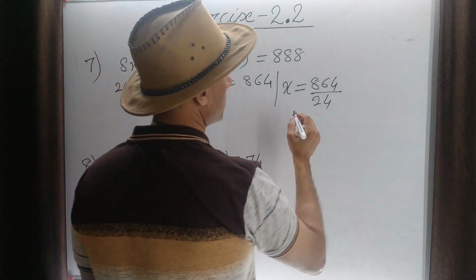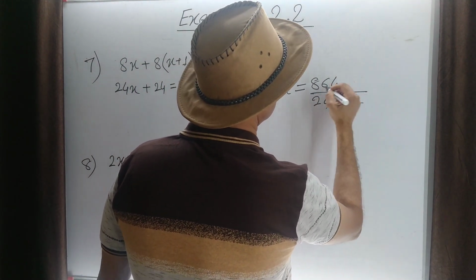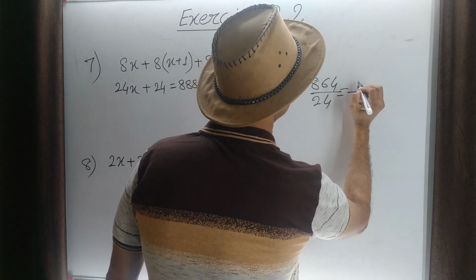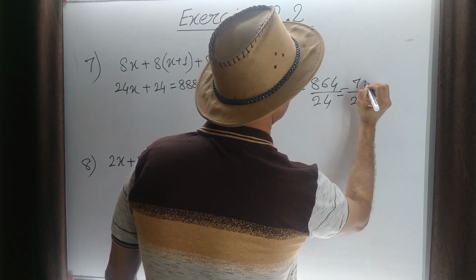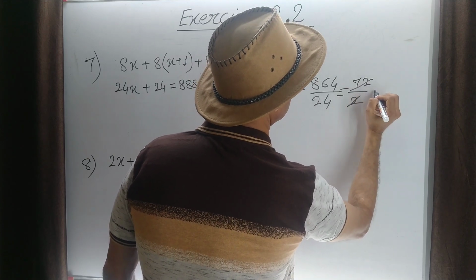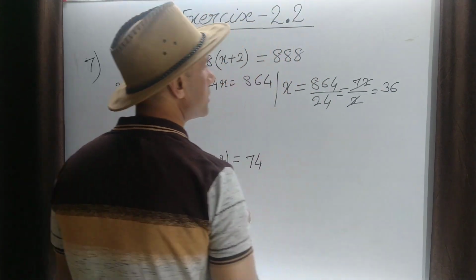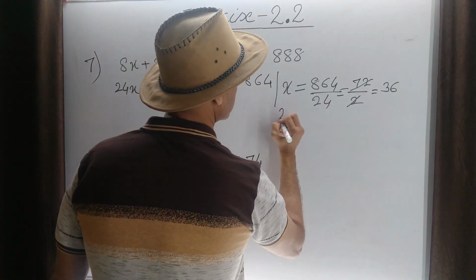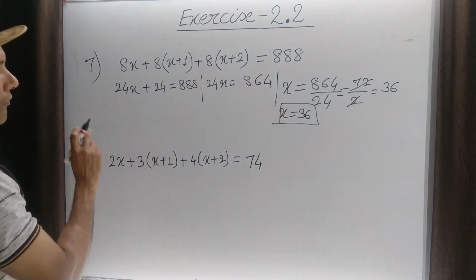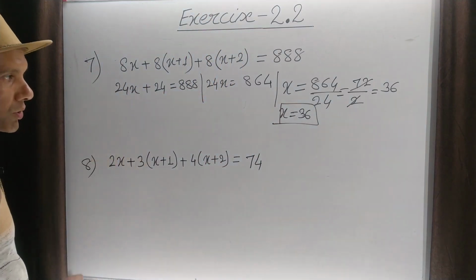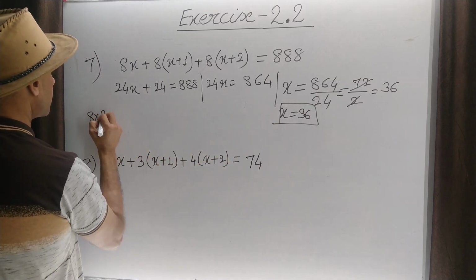We use the table of 12, so we get 2 here, and then 2 again, that makes it 3 and 6, 36. So we get the value of x as 36. Now we have to find the multiples. The first multiple will be 8x, so 8 into x, that is 8 into 36.